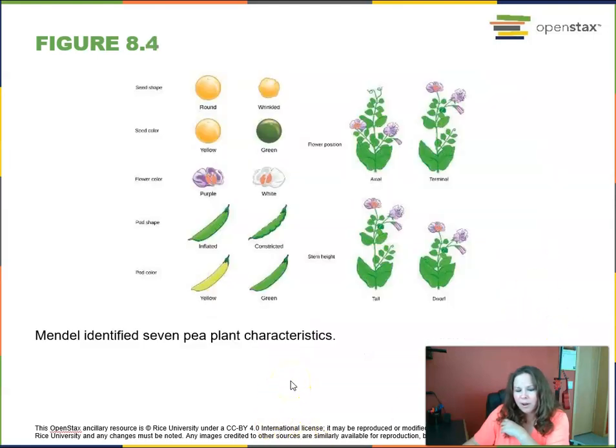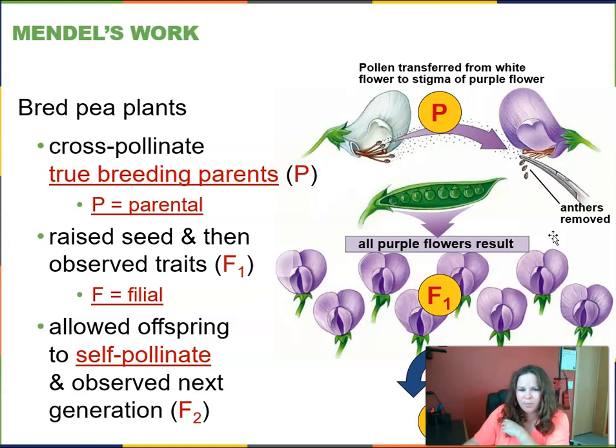So here's some other pea plant characteristics. Round and wrinkled seeds, yellow and green, purple and white flowers, inflated and constricted pod shape, yellow and green pod color. Where the flowers are positioned, axial, meaning a little lower, terminal, at the top of the stems, and stem height, whether they're tall or dwarf, which means short. All of these very nice visual traits can be studied with pea plants.